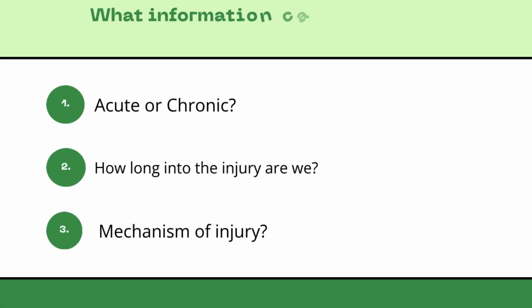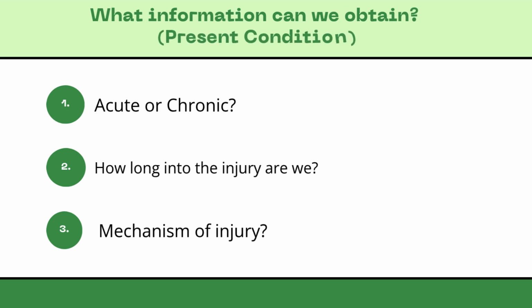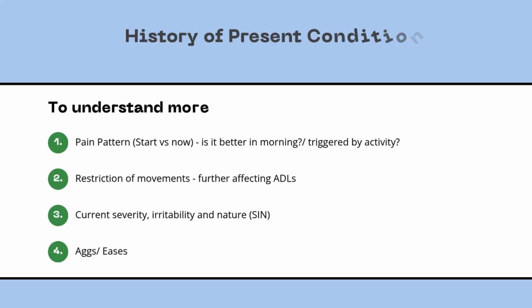At this point, we can usually tell whether it is acute or chronic. We can know how long into the injury we are in. We can also know the mechanism of the injury. To understand more, we would like to know how the pain comes on, and how it is restricting the patient's movements, which further affects the patient's daily activities.